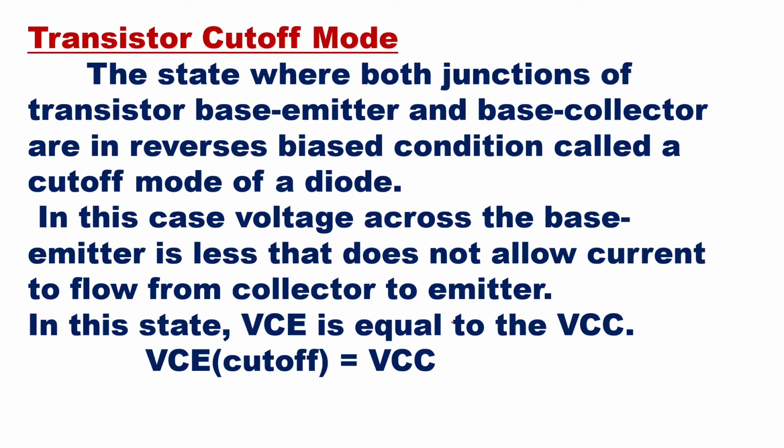The transistor cutoff mode is the state where both junctions of the transistor, base emitter and base collector, are in reverse bias condition. That is, each junction you can take as a diode, and you can say that it is in reverse bias condition. In this case, the voltage drop across the base emitter is less than the threshold, so it does not allow current to flow from collector to emitter. In this state, VCE, that is the voltage between collector and emitter, is equal to the applied voltage VCC. So VCE cutoff is equal to VCC.